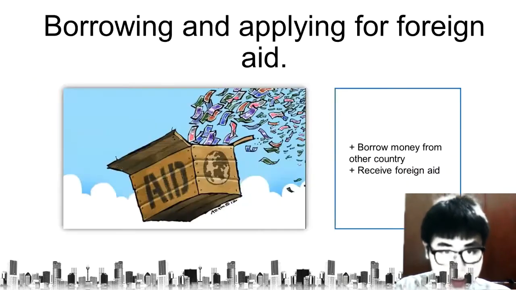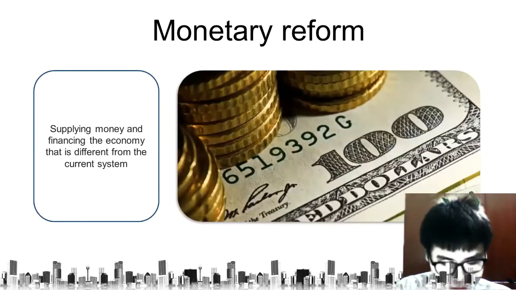And the third is borrowing and applying for foreign aid. And the final is monetary reform. This is the last measure, used when the previous measures have not yet brought the desired effect.